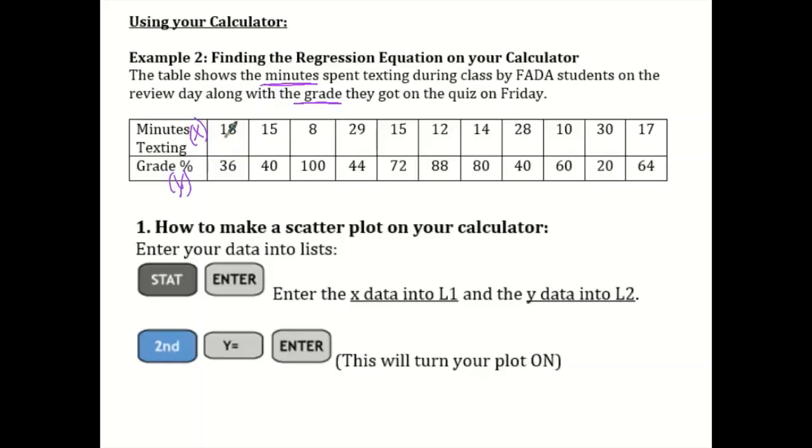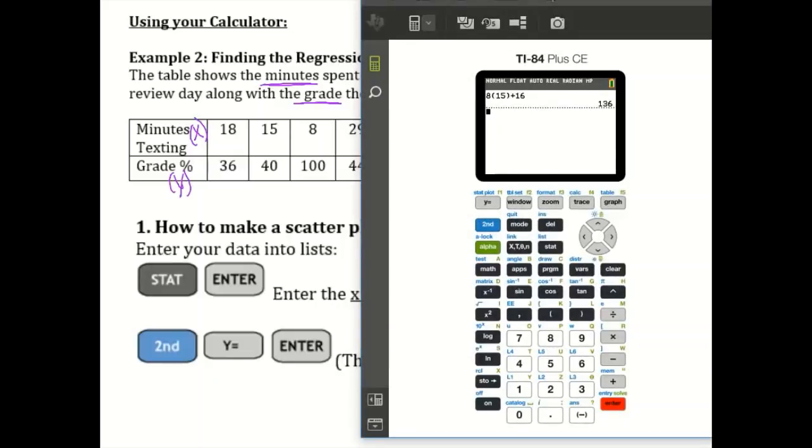So we're going to enter this data into our calculators. So you can take out your calculator, and you notice here it says we're going to hit stat and enter. So on my calculator, I'm going to hit stat and enter. And yours should be blank, okay? You're going to enter in all of the X data into L1 and enter all of the Y data into L2. Go ahead and pause this video while you enter that data in.